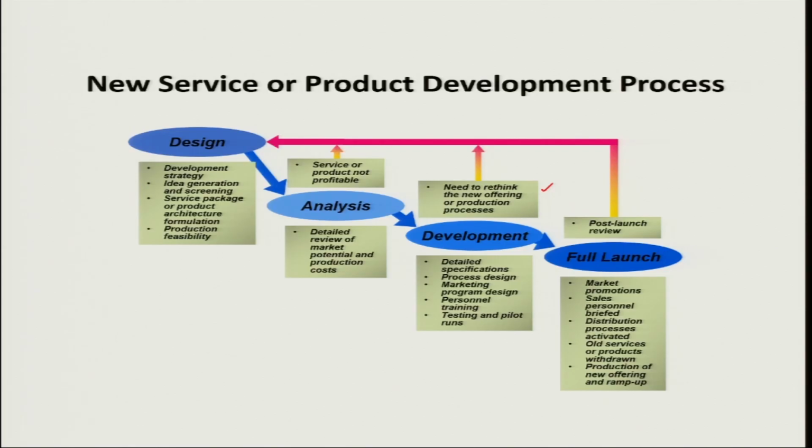And then there is a full launch: market promotions, sales personnel briefing, distribution processes activation, old services or products withdrawn, production of new offerings and ramp up. So, these are some of the stages through which a product is coming to the market.